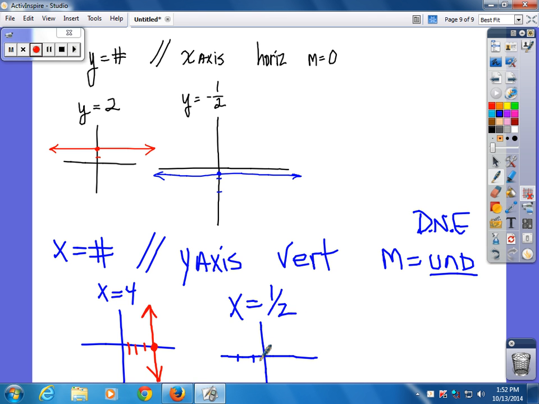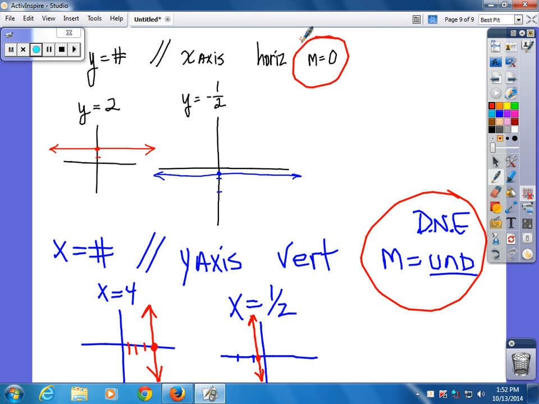One, two. X is equal to 1/2. Right here, and it's a vertical line. And that's how you do vertical and horizontal lines. Take your highlighter right now and highlight that, because you're going to be asked that either on homework or questions on the test.